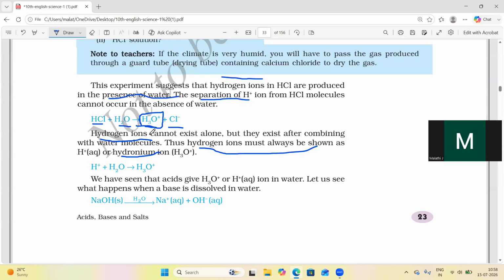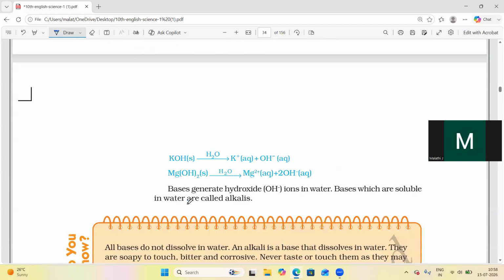But hydrogen ions will not exist alone, so we should add them into the water. It must combine with water and form hydronium ions. The hydronium ion formula is H3O plus. Same thing with NaOH: you have to add it into the water. We should not write plus H2O, because NaOH is not reacting with water. We are just adding the water, it is just dissolving in water. You will get Na plus and OH minus in aqueous solution.